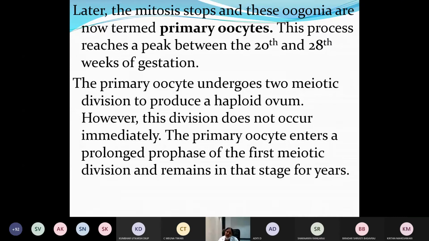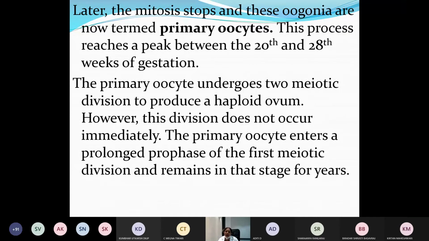The primary oocyte undergoes two meiotic divisions to produce a haploid ovum. However, this division does not occur immediately.